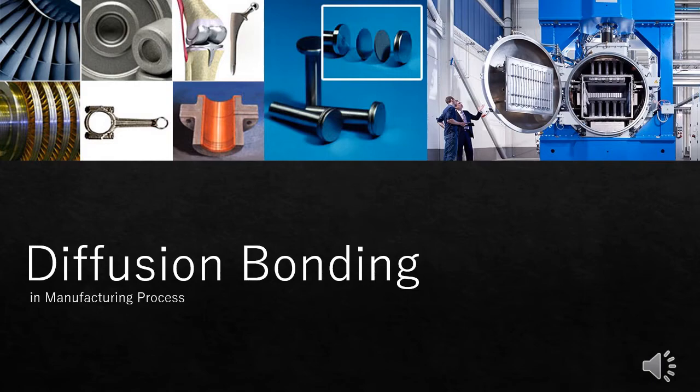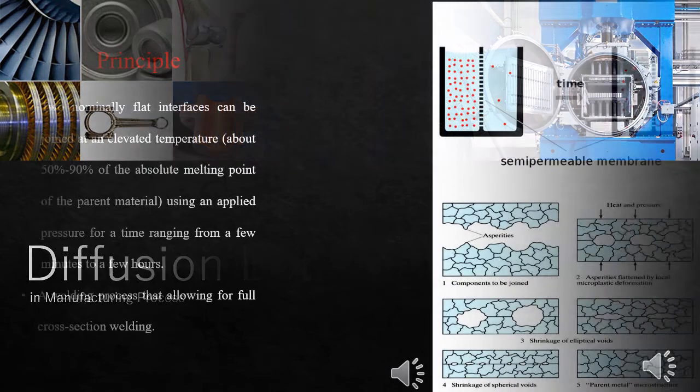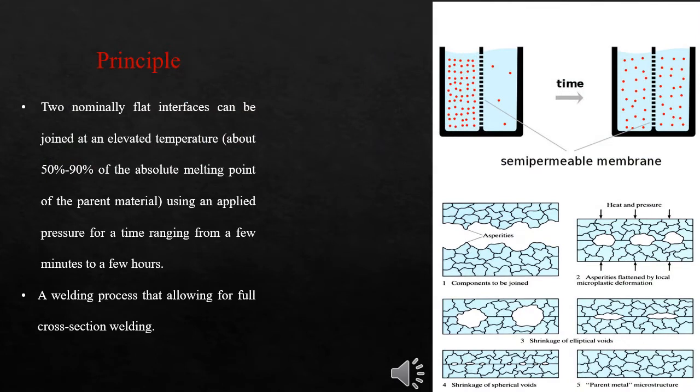Diffusion bonding is one example of this type of welding. As the principle, diffusion bonding is a solid-state joining process between two metals in the way that the microstructure and mechanical behavior of the bond becomes identical to the parent materials.